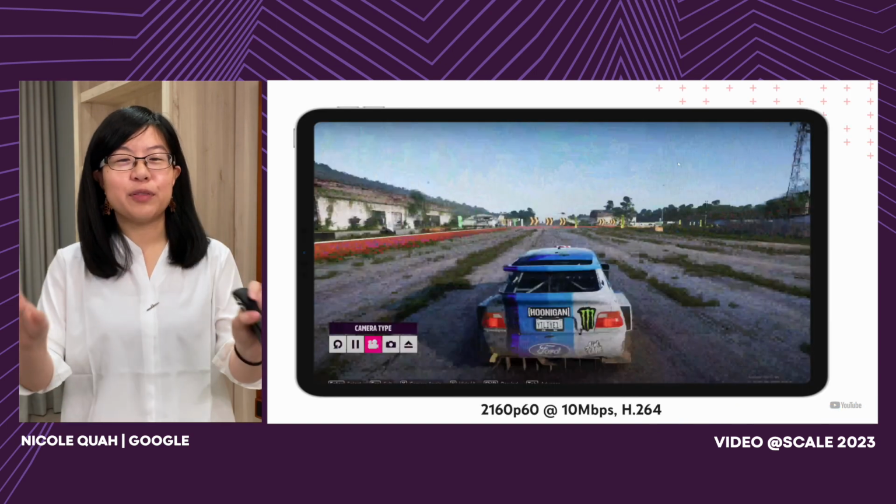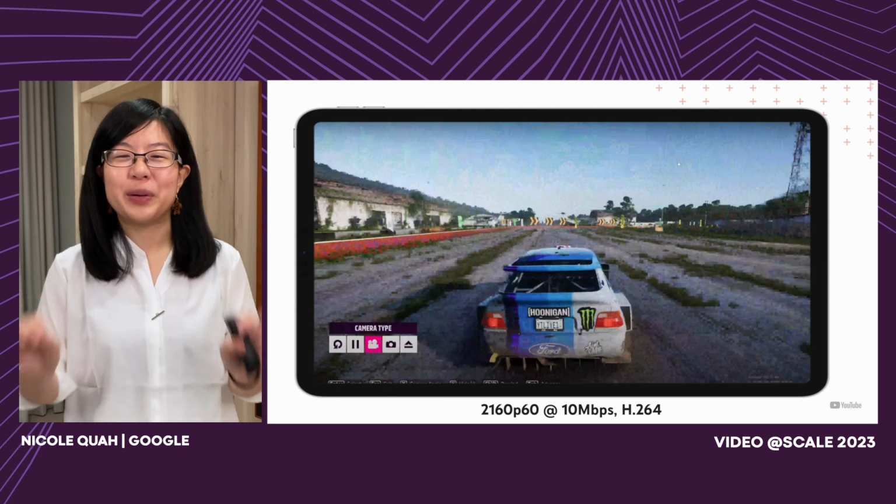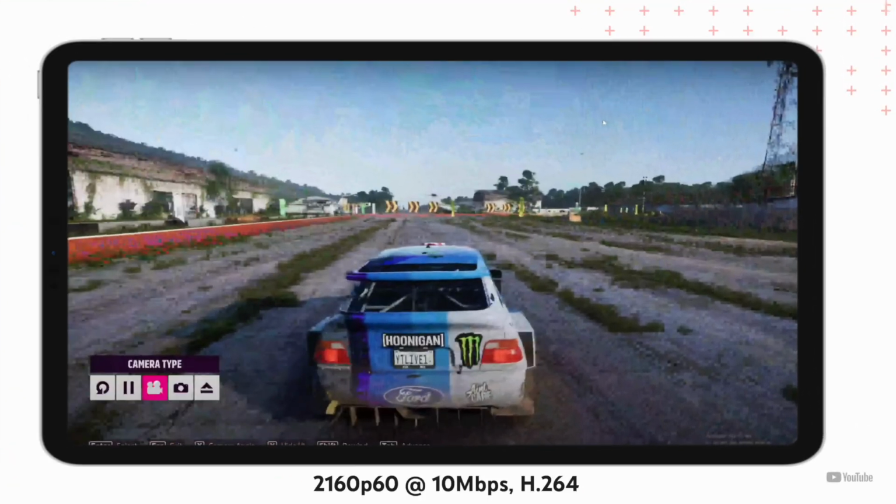And just to give you an idea of why we are so excited about bringing this to creators, here's an example of us playing Forza, which is a racing game. Yes, we do play video games at work. This first screenshot is taken at 4K, 60 frames per second, and it's 10 megabit per second bitrate. And it's a racing game, so it's high motion content.